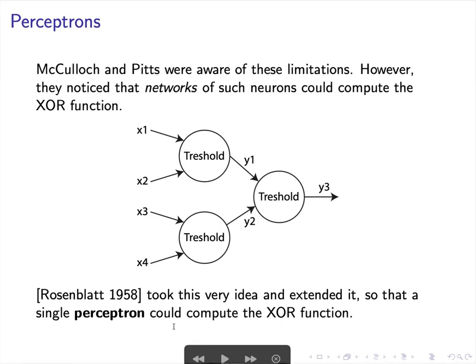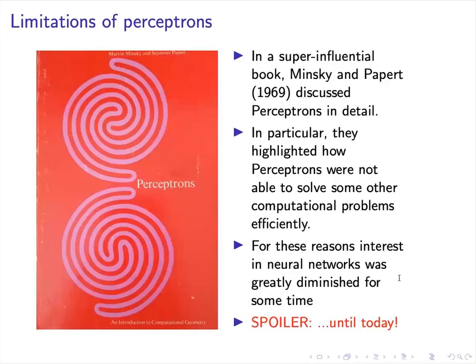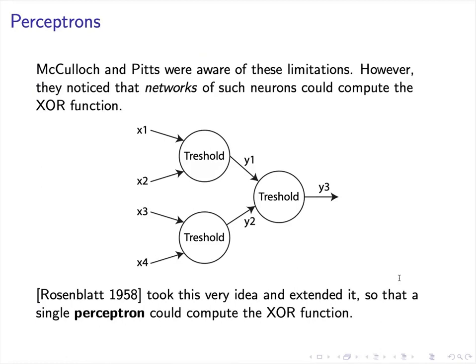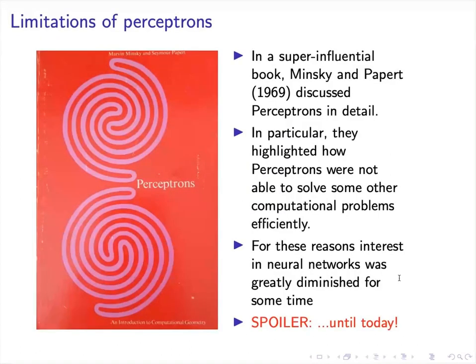So the idea now is that one of these people later on, in 1958, took this idea and extended it so that a single perceptron, that's what they called it, could actually work for the XOR function. And that is great, right? Because now you have a single unit that can do the XOR function. Fine. So in a very, very influential book, these two guys, Minsky and Papert, especially Marvin Minsky, was a super important scientist in artificial intelligence.